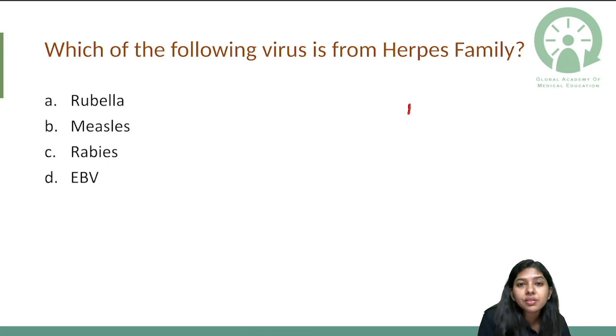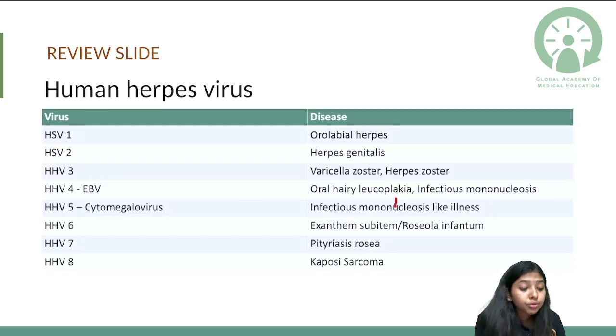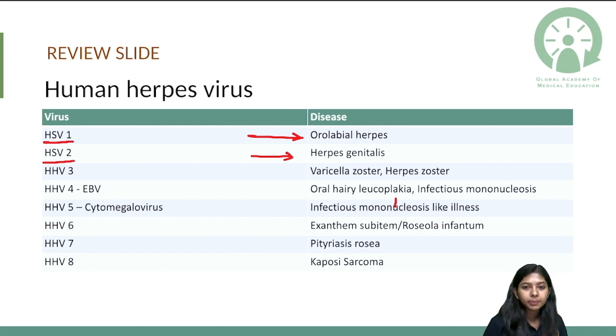Now, moving to the other question. Which of the following viruses is from the herpes family? You have to remember the human herpes viruses 1 to 8. So let's look at them first and then we'll solve the question. HHV1 is actually HSV1, herpes simplex virus 1, causing orolabial herpes. HSV2 will cause herpes genitalis. Again, a very important slide. Please take a screenshot so that you can revise.